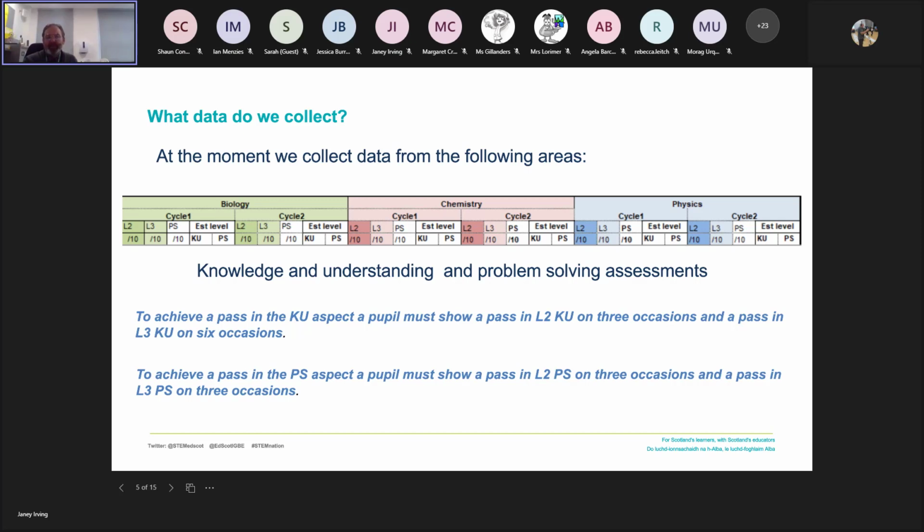We also then, for reporting purposes, wanted to include that in our reporting processes. So when a student has managed to pass level 2 knowledge and understanding on 3 occasions, that becomes a pass on their reporting to say that they are working at level 2. And obviously when they get 6 passes at level 3, that gives them a level 3 on that section. And again, the same when it comes to problem solving, so that we can track exactly, and our parents have access to this data as it is being used so they can see their pupils' progress.